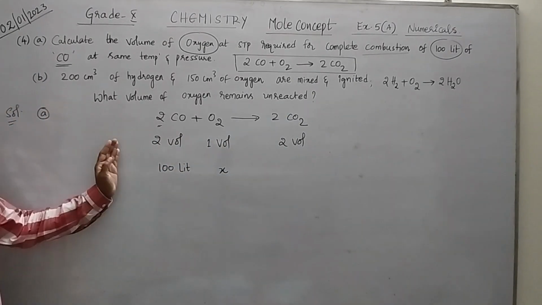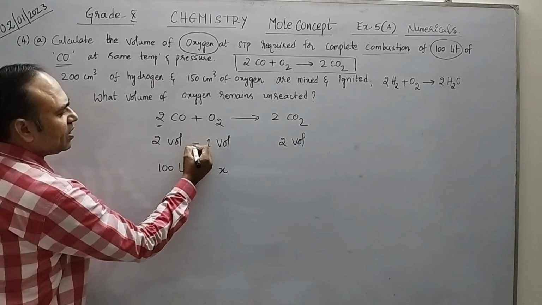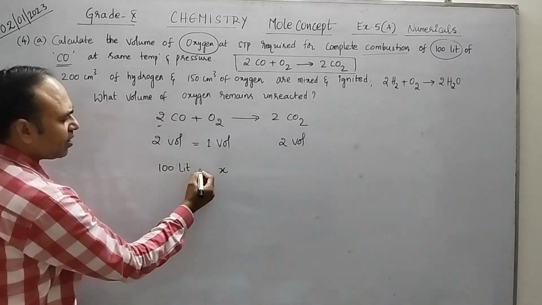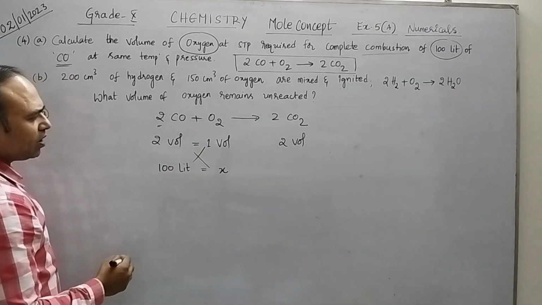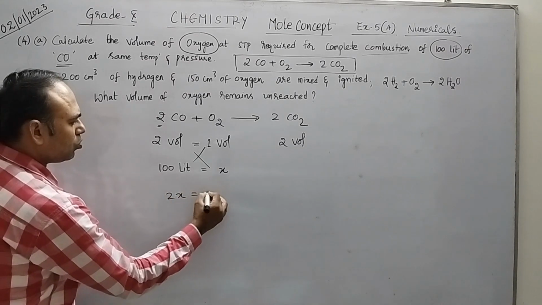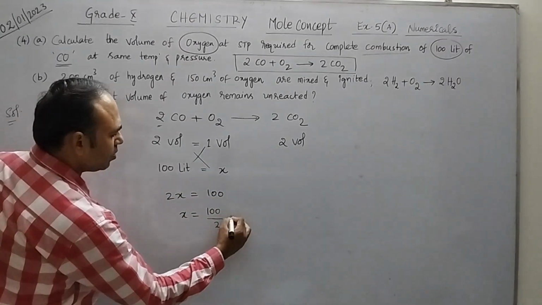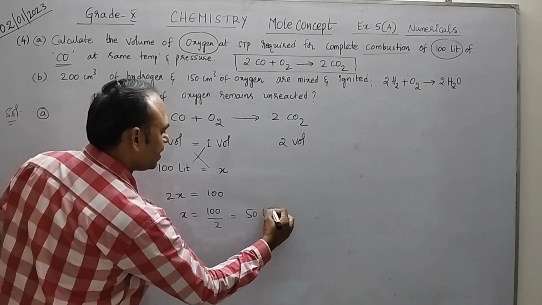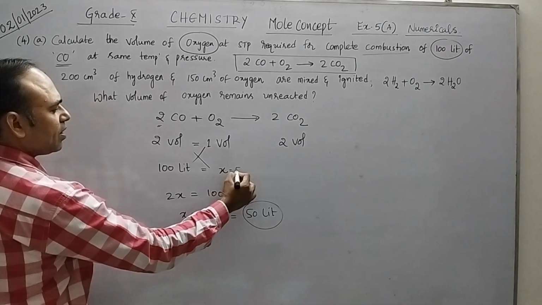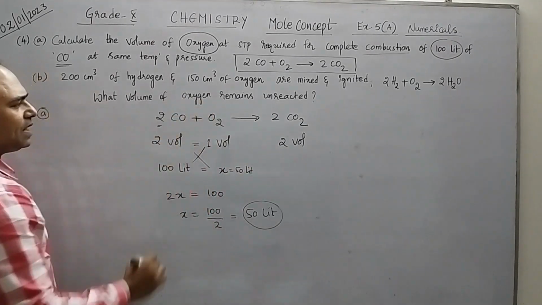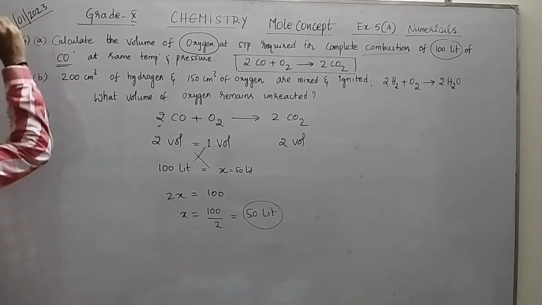Hope you have understood this now. We can equate this very simply. For 2 volumes we need 1 volume of oxygen. So for 100 liters, let us take x. Cross multiply this, what do you get? 2x is equal to 100. Now x is equal to 100 by 2, that is 50 liters. So we have to add 50 liters of oxygen for complete combustion. So this is about 4A.